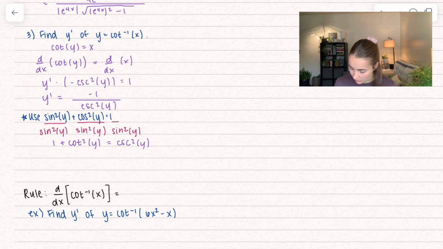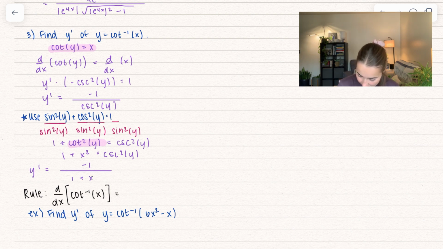Let's go ahead and plug in what we know. I know cotangent is equal to x. And so this cotangent squared is going to become x squared. And then I get 1 plus x squared equals cosecant squared y. And that's exactly what we wanted to find, right? That's what I want to plug in. So when I do that, I get y prime is equal to, we have that -1 still in the numerator, but now the denominator becomes 1 plus x squared. So there's nothing fishy we have to do with this one. That's just going to be our rule. We get -1 over 1 plus x squared, and that is our solution.